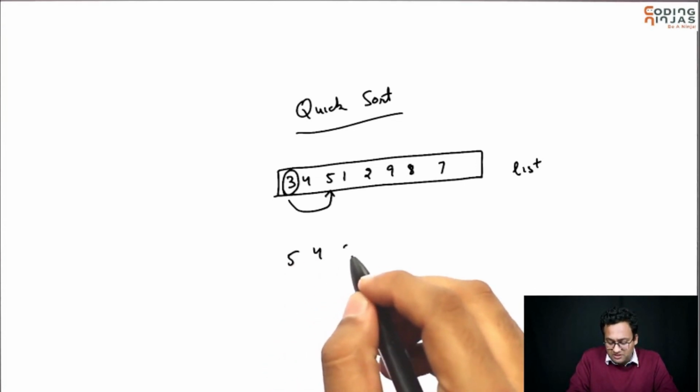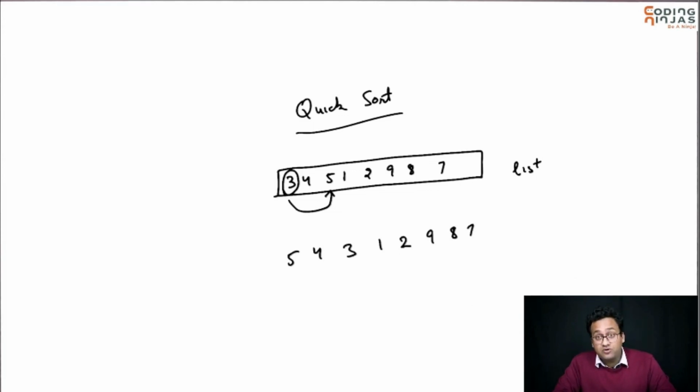So you will make the list to be this. And now it says do something so that everything smaller than 3 comes on this side and everything greater than 3 moves to this side.